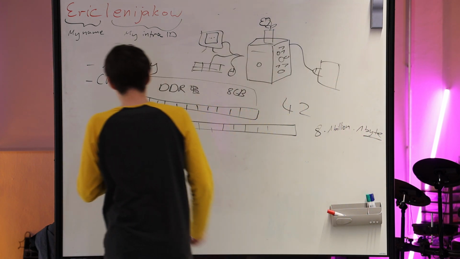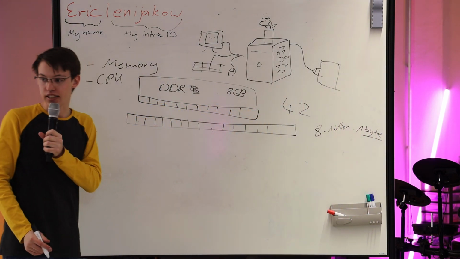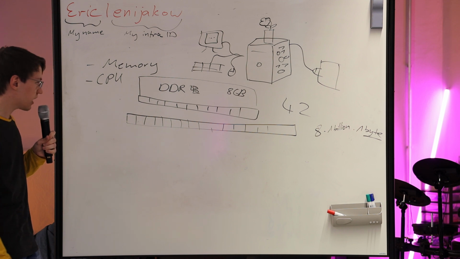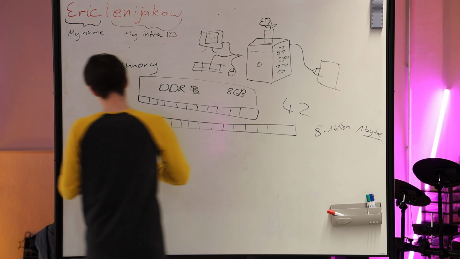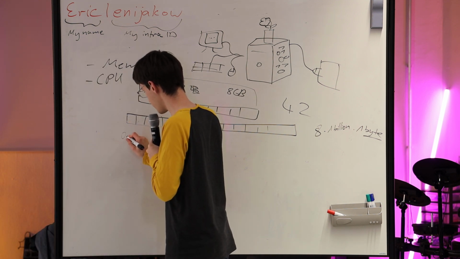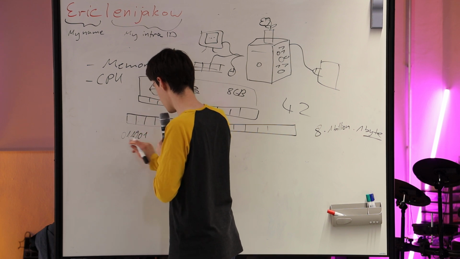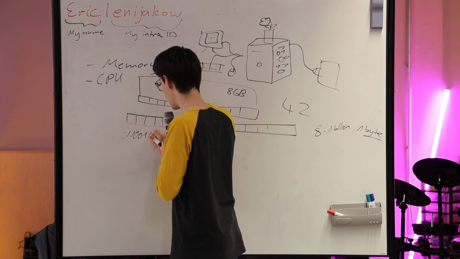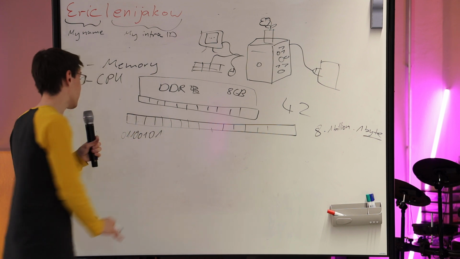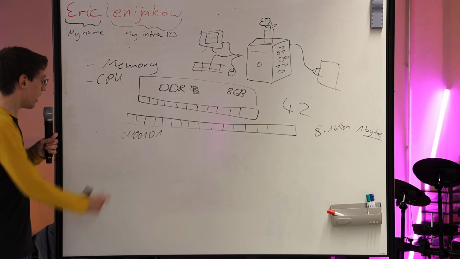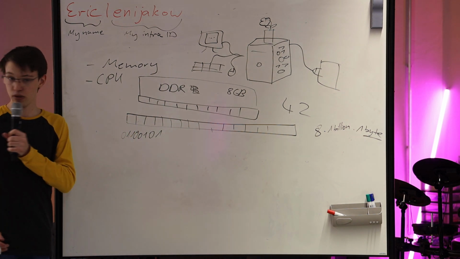Okay. Again, you have about 8 billion bytes going on here in memory. And each of these bytes is 8 bits. So 1, 2, 3, 4, 5, 6, 7, 8. Embarrassing if I don't get this number right. Okay, 8 bits. And a bit is either 0 or 1.